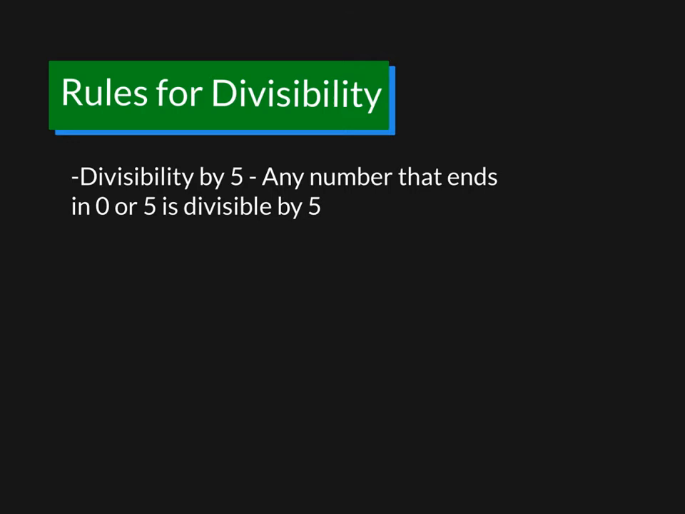Divisibility by 5. Any number that ends in 0 or 5 is divisible by 5. So 324 is not divisible by 5 because it doesn't end in 0 or 5.